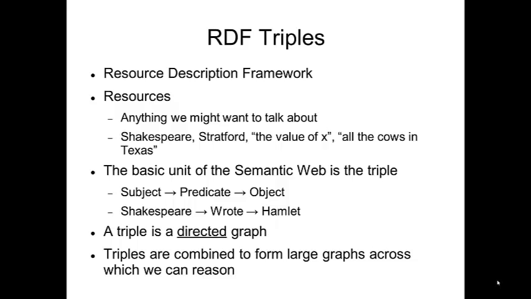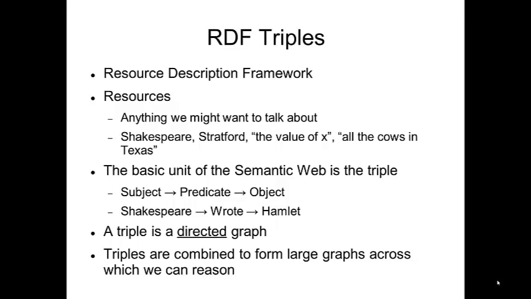And the basic unit of the semantic web is the triple. And the triple has the format subject, predicate, and object. Okay? So here's an example. Shakespeare wrote Hamlet, the play Hamlet. So subject, predicate, object. And this is a directed graph.